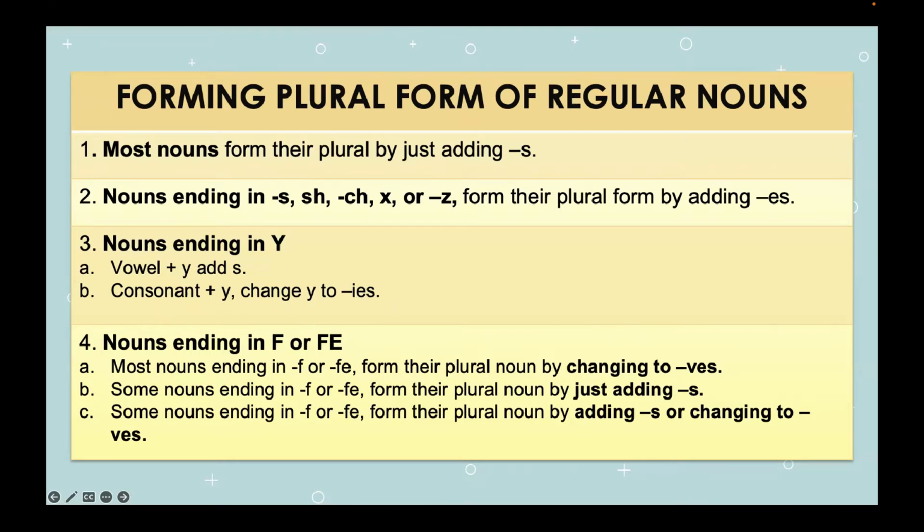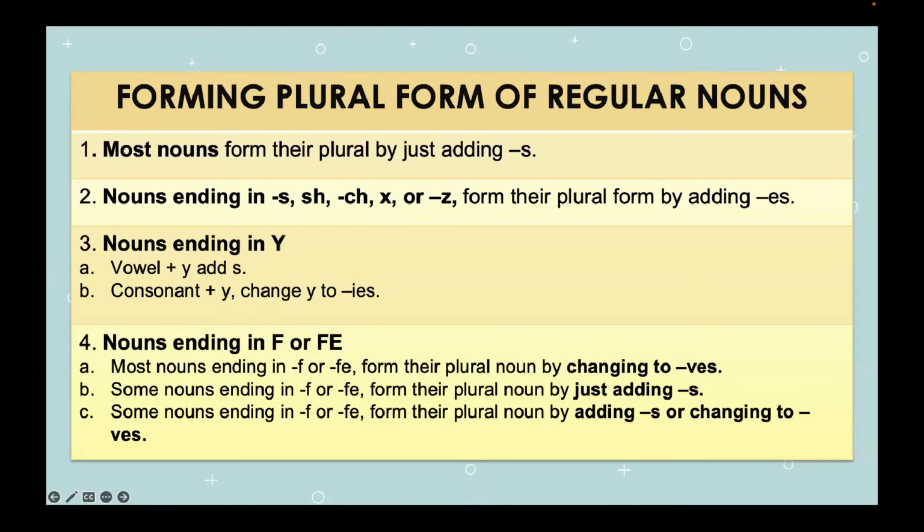And lastly, we have also learned about nouns ending in F or FE. There are 3 rules under this rule 4. A. Most nouns ending in F or FE form their plural form by changing to VES. Examples are wife to wives, thief to thieves, wolf to wolves.